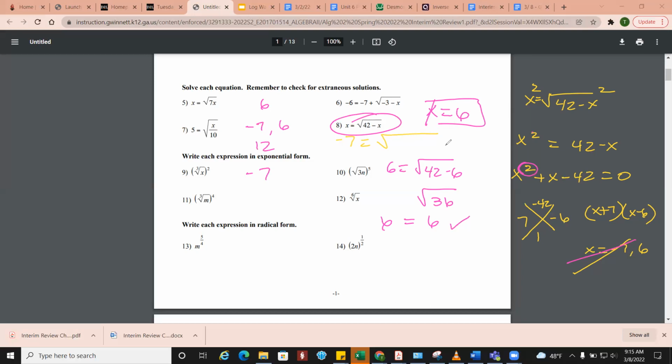Then it's going to be wrong. So for instance, if this was an answer choice, this would be wrong. This would be wrong. You can narrow it down.